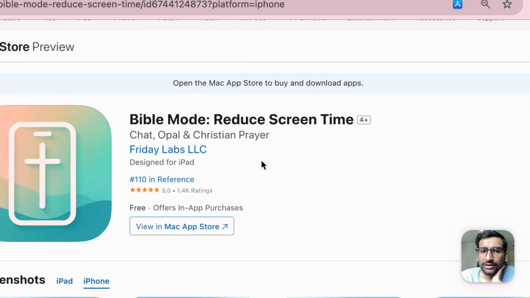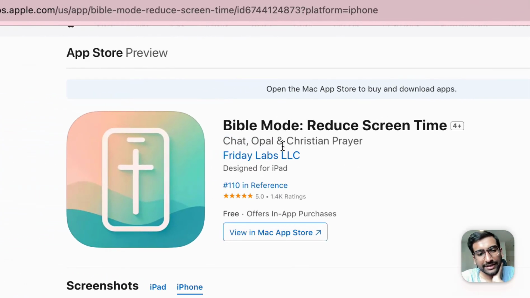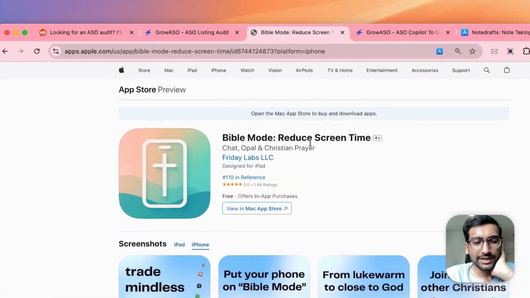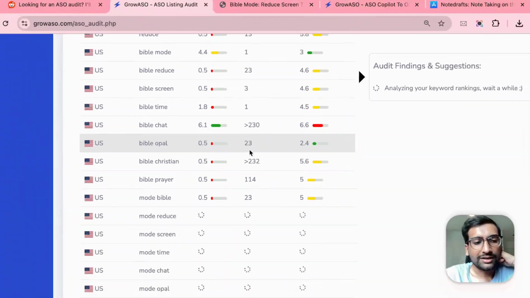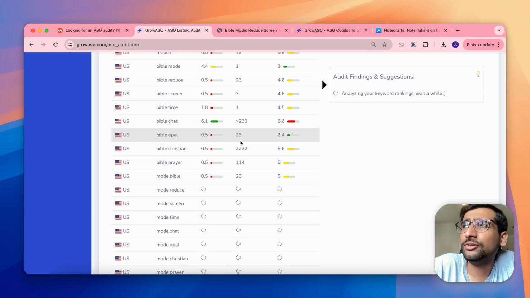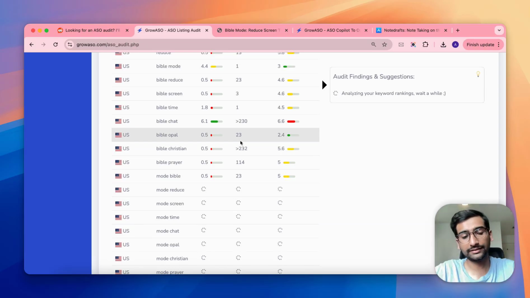I don't know if it is already there. Okay, chat is there in the subtitle. But it's not ranking for it at all. So there could be two things you could do. One is that you could consider a cross localization. What cross localization means is you can leverage Spanish, Mexico, and other languages which are also indexed in the US, and put Bible chat in their title. That could potentially boost up the ranking.